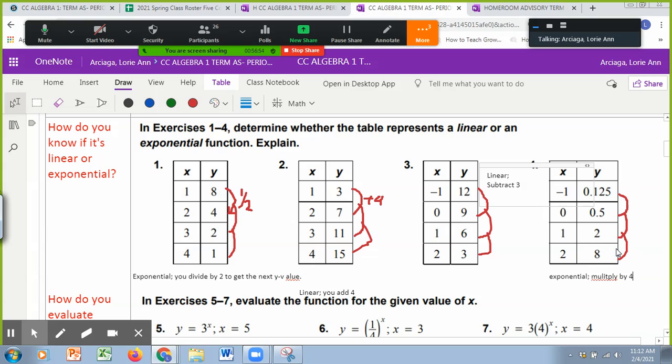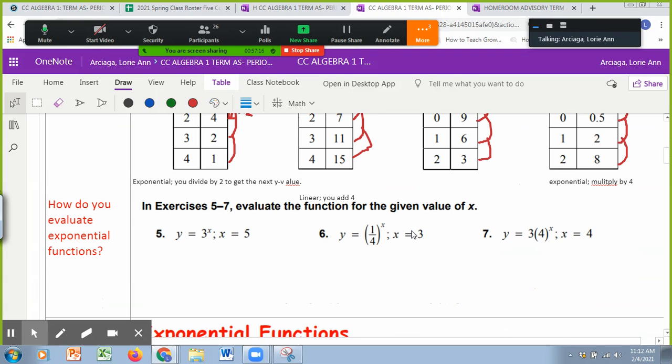Okay, it's really important for you to know whether it's linear or exponential, because there will be questions in the future where it says write a function. Then how do you know what function to write? So you have to figure out first what type it is before you can write a function. Okay, how do I clear the ink on this one? Anyway, I'll figure that out later on.